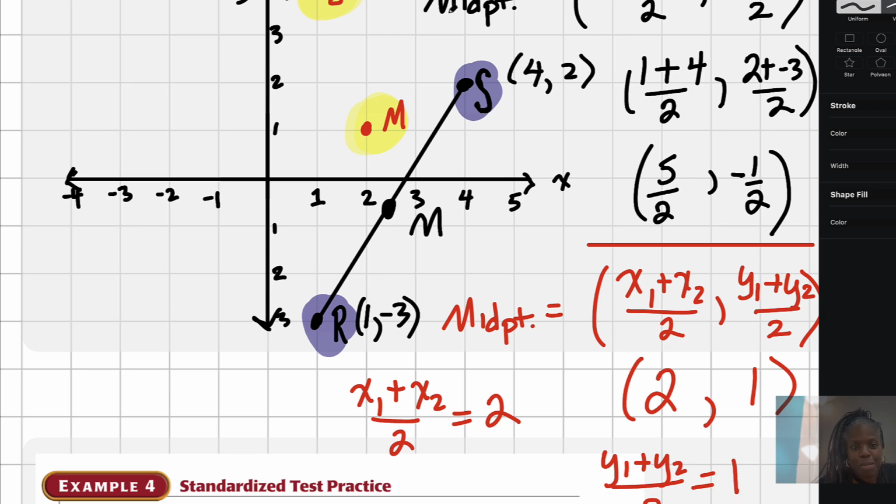Let's put in the information we already know. We know that J is (0, 14). So let's go ahead and put that into the mix. So if I'm going to place that in here, I'm going to say that x sub 1 is 1.